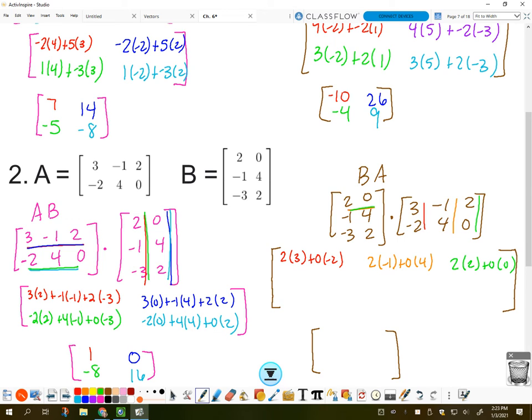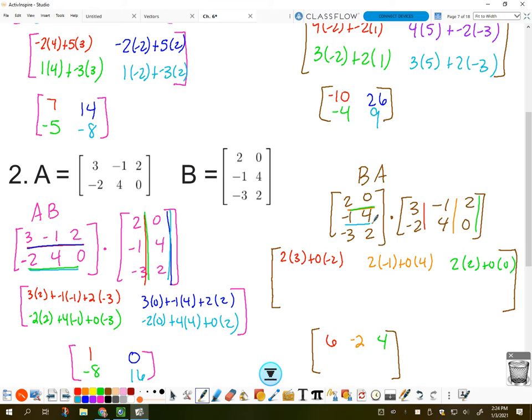Alright, so let's go back and just clean up those before we move on. So we have 6 plus 0. And then we have negative 2 plus 0. And then we have, what is that, 4 plus 0.